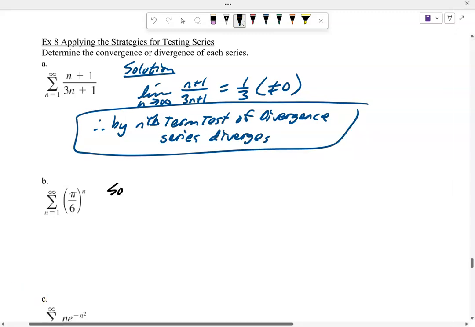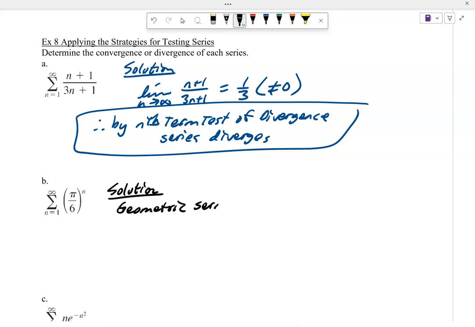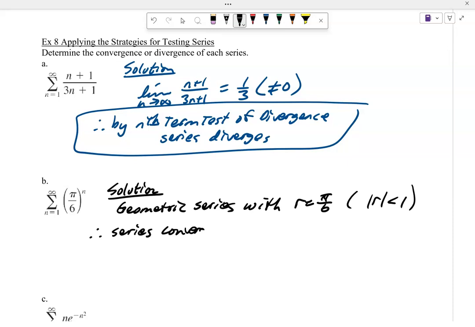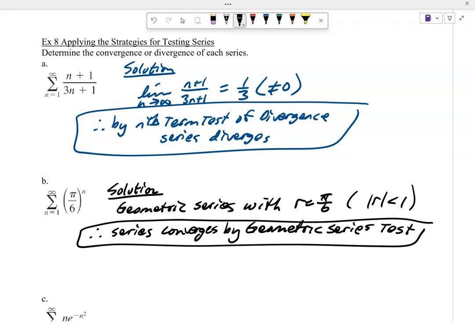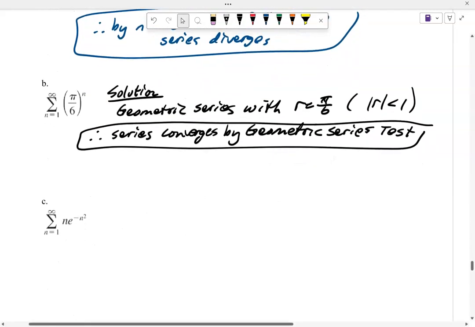You might notice on this one, you could use the root test. You could also use the fact that this is a geometric series with r being pi over 6. Well, if r is less than 1, you know the series converges. And in fact, you could actually find the sum too, right? a sub 1 over 1 minus r.